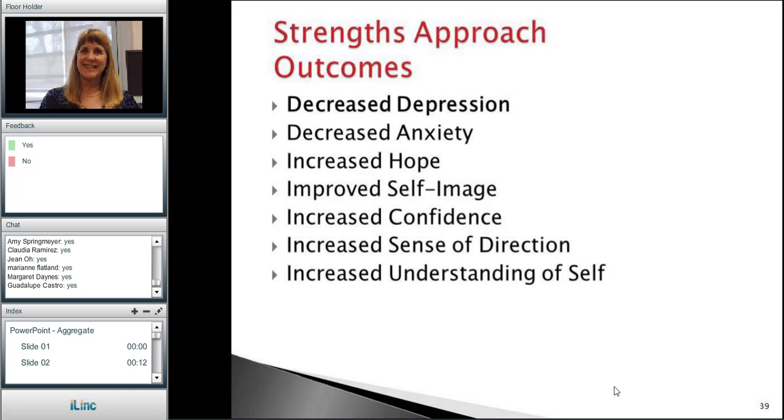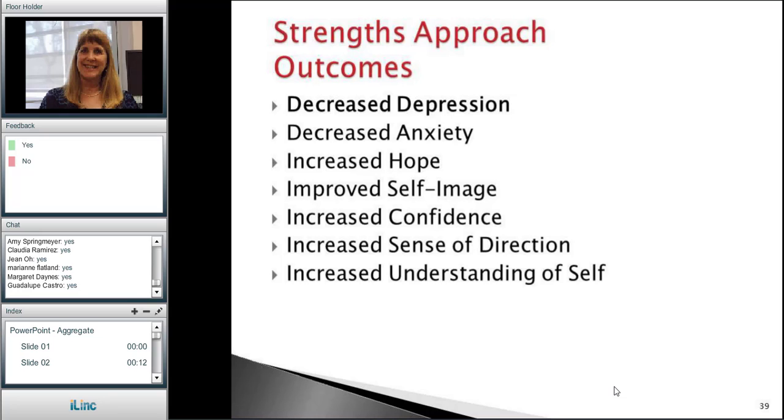We saw increased hope through the hope scale that we used, increased self-esteem. They reported that they felt more confident. They had a better sense of direction because they had a sense of what environments might be good for them to function within, where they felt energized and where they felt fulfilled. And they had an increased understanding of self.